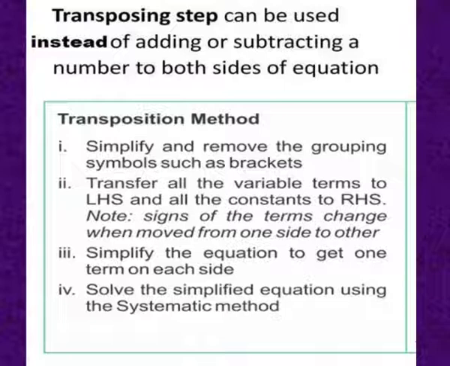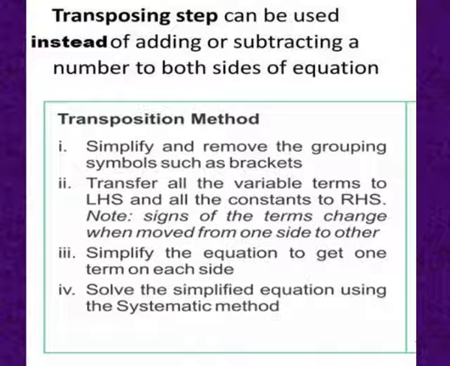For this, step 1, simplify and remove the grouping symbols such as brackets, which means firstly, we have to solve the bracketed values. Next, transfer all the variable terms to LHS and all the constants to RHS, which means we have to rearrange the terms. We have to keep all the variable terms on the left hand side and the constant terms on the right hand side. While rearranging these terms, the signs of the terms will change when moved from one side to the other side.